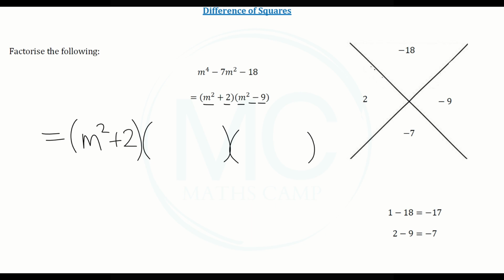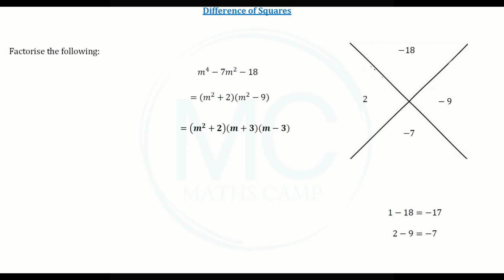The square root of m squared is simply m. So m over here and m over here. Now we can square root 9 and we get 3. Put 3 here and 3 here. Let's separate this bracket with a plus sign and this one with a minus. And we have now factorized our quadratic.